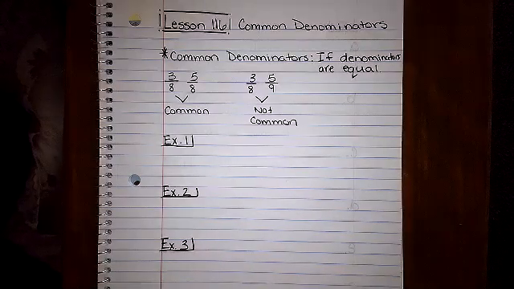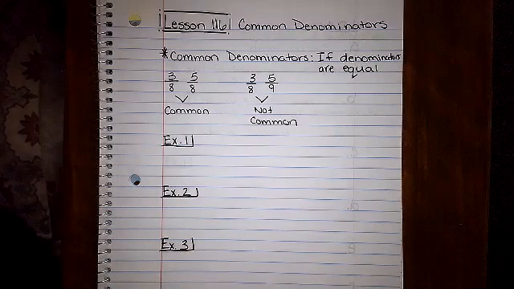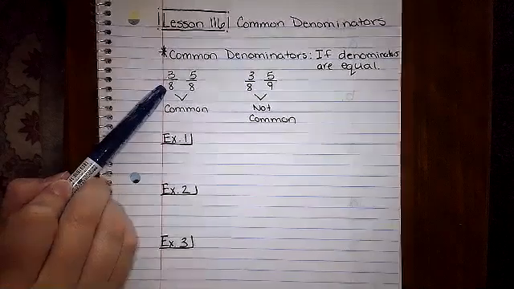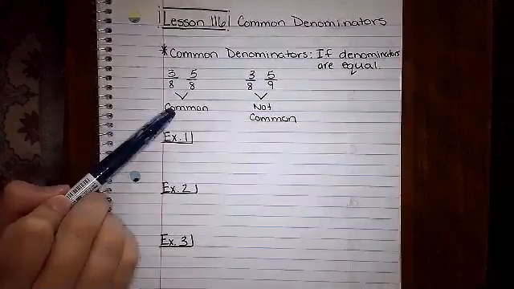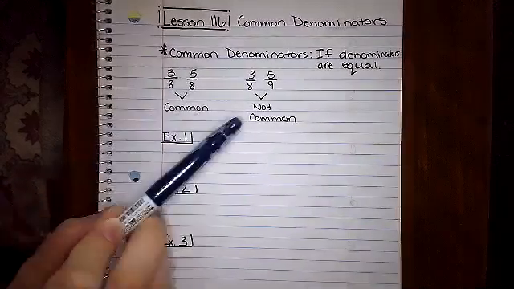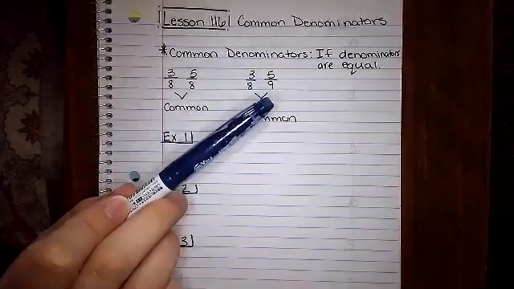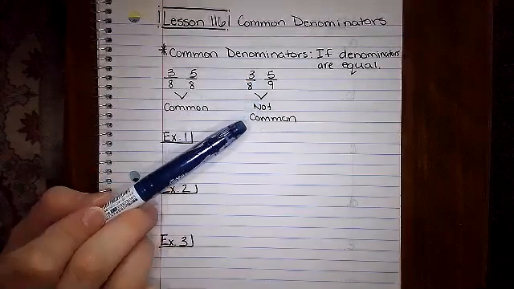This is lesson 116, common denominators. Two or more fractions have common denominators if their denominators are equal. In this one, if we look at 3/8 and 5/8, both of these have 8 as a denominator, so they are common denominators. Now if you look at 3/8 and 5/9, 8 and 9 are not the same, they are not equal, so they are not common.